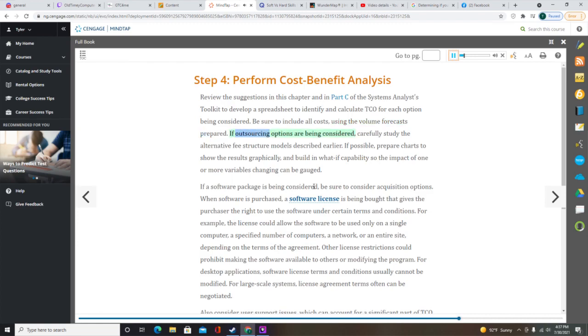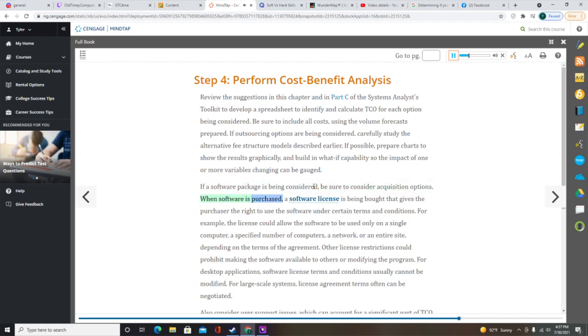If outsourcing options are being considered, carefully study the alternative fee structure models described earlier. If possible, prepare charts to show the results graphically, and build in what-if capability so the impact of one or more variables changing can be gauged. If a software package is being considered, be sure to consider acquisition options.